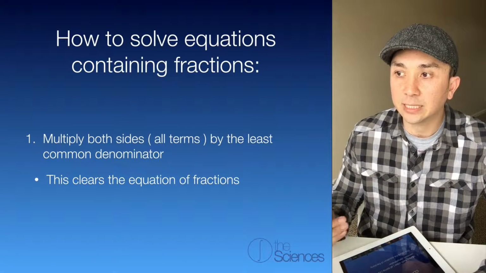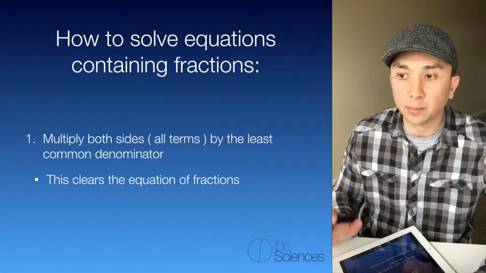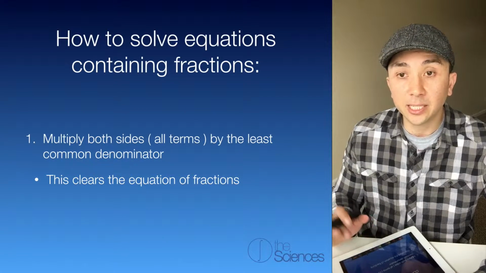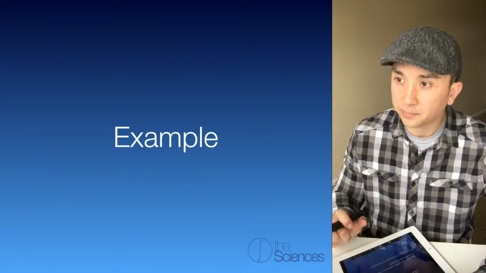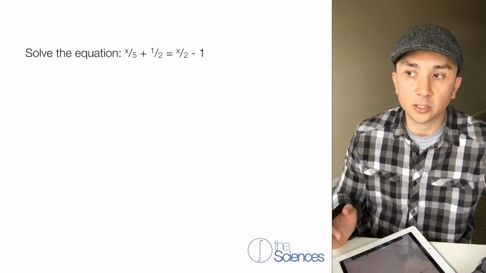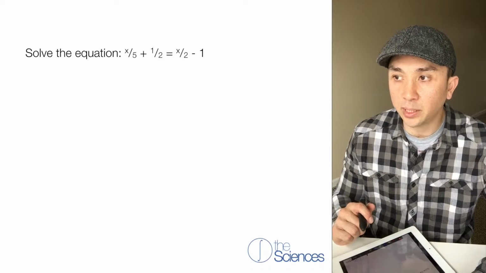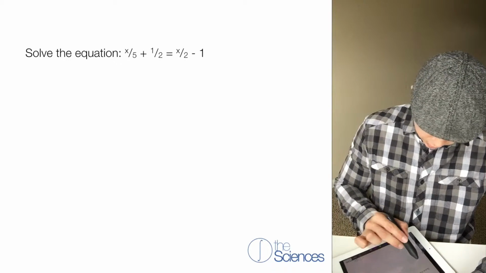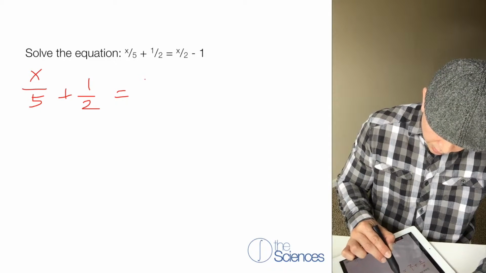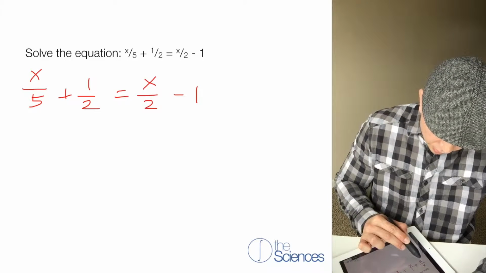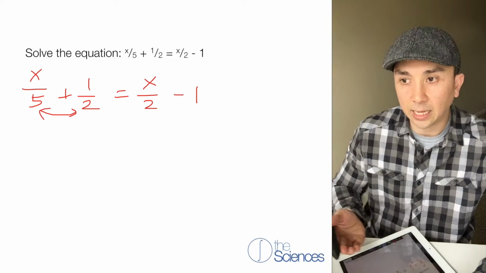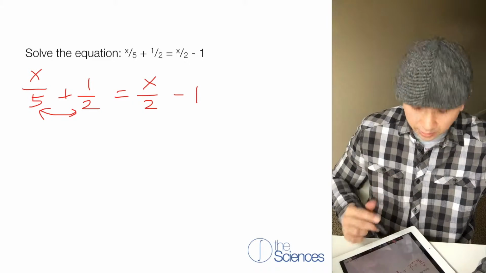Now here's how to solve equations containing fractions. The first thing you're going to do is to multiply both sides, which is all the terms, by the least common denominator. And this will clear the equation of all fractions. So let's do an example. Let's solve the equation x divided by 5 plus 1/2 equals x divided by 2 minus 1. So we have x divided by 5 plus 1 divided by 2 equals x divided by 2 minus 1. The least common denominator, or the least common multiple of 5 and 2, is 10. So we're going to multiply both sides of the equation by 10.